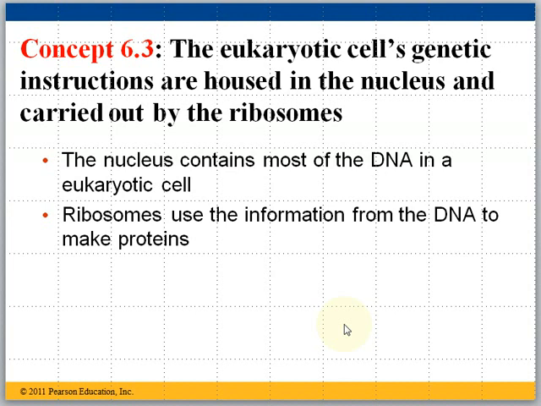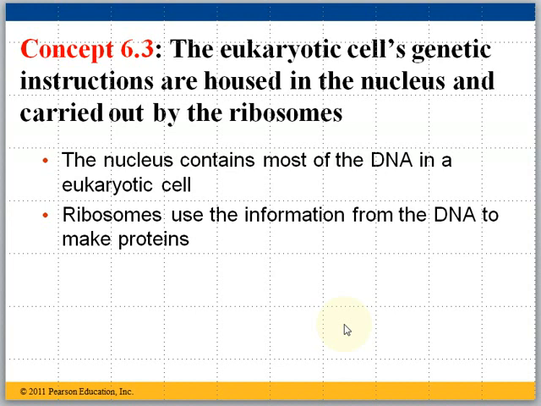So when the aliens land, the first thing they ask is, where is your leader? Take me to your leader. So if you wanted to find the leader of the cell, or the leader of our little cell city, you would go to the president or the mayor. In this case, that would be the nucleus. So Concept 6.3 says, the eukaryotic cell's genetic instructions are housed in the nucleus and carried out by the ribosomes.